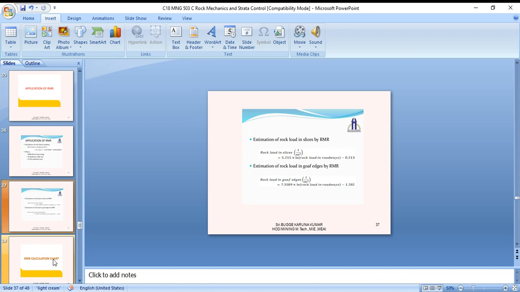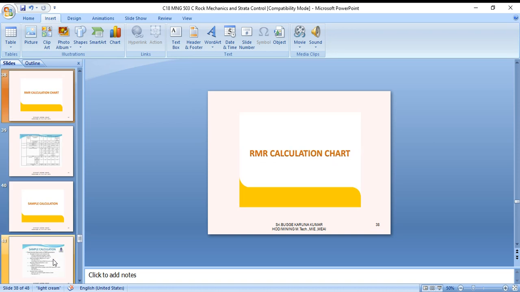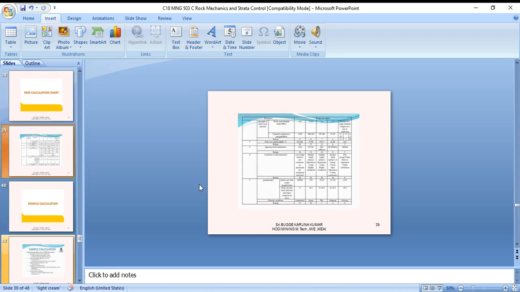How to estimate the rock load in the sites by RMR. So rock load in the slice, that is T by M square, the thickness, is 5.215 multiplied with the rock load in the roadway minus 0.213. Then the estimation of the rock load in the goaf edge is 7.35 multiplied by the rock load in the road face minus 1.28. So when I put the values in this particular location, we'll get how much load it will carry. Accordingly, we can put in the supports. So this is the one chart showing here.